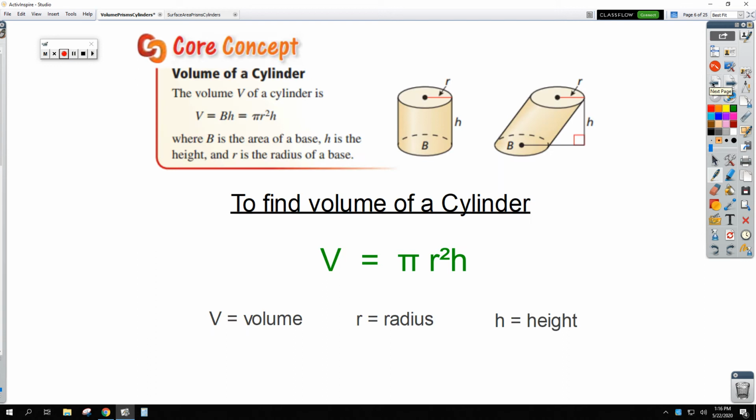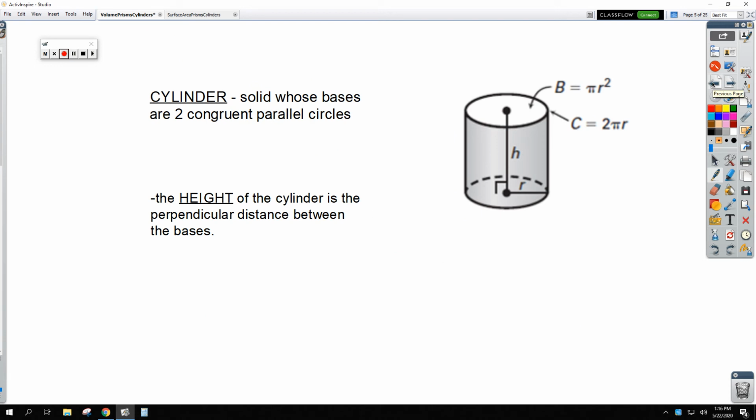The second type of solid we're going to find the volume of is a cylinder. A cylinder is pretty much a circular prism. Because what shape is the base here? What shape is the base of a cylinder? It's two circles, right? The congruent faces here happen to be circles. The height is going to be the perpendicular distance between them as well.